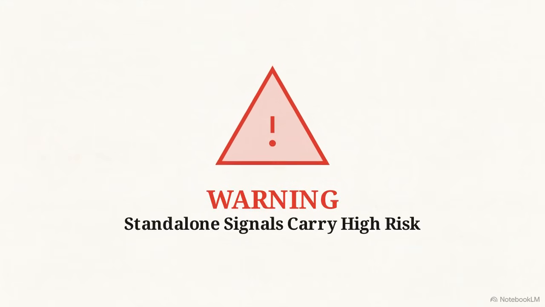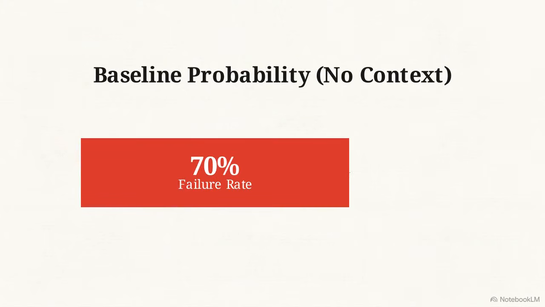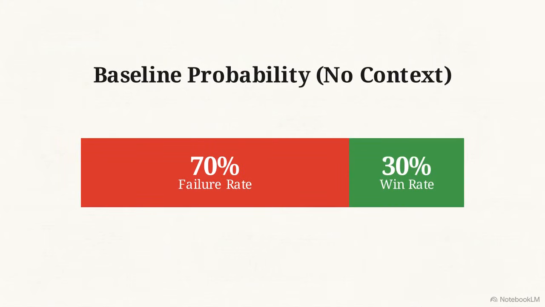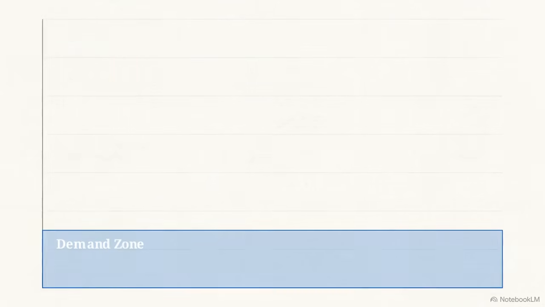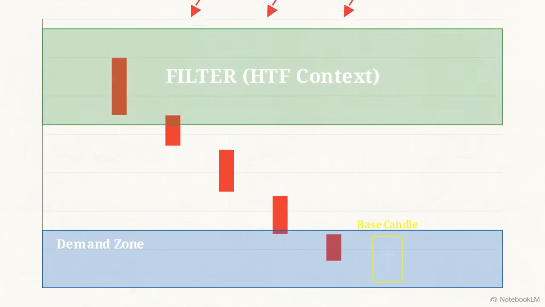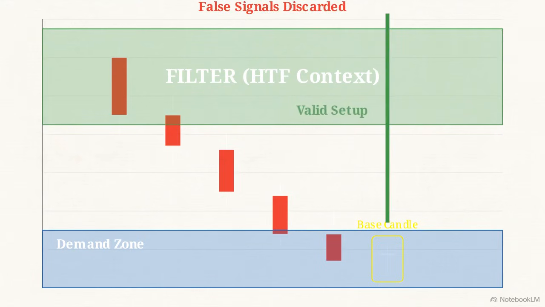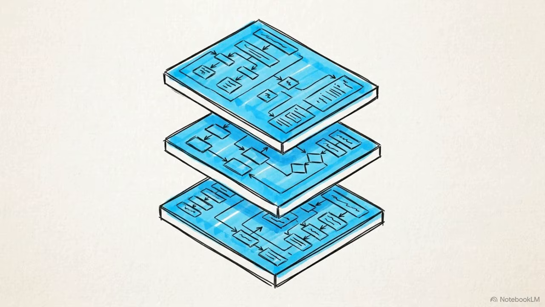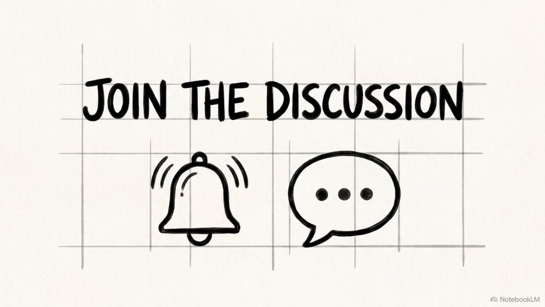It is important to note that trading these harmonic patterns as standalone signals carries a low probability of success. Historical data shows that patterns traded without surrounding context fail 70% of the time, leaving a baseline win rate of only 30%. This low probability is why harmonics must be layered over supply and demand zones and base candle confirmations. These layers act as a filter, removing the false signals that lead to high failure rates. Consistency in trading comes from mechanical, multi-layered logic.